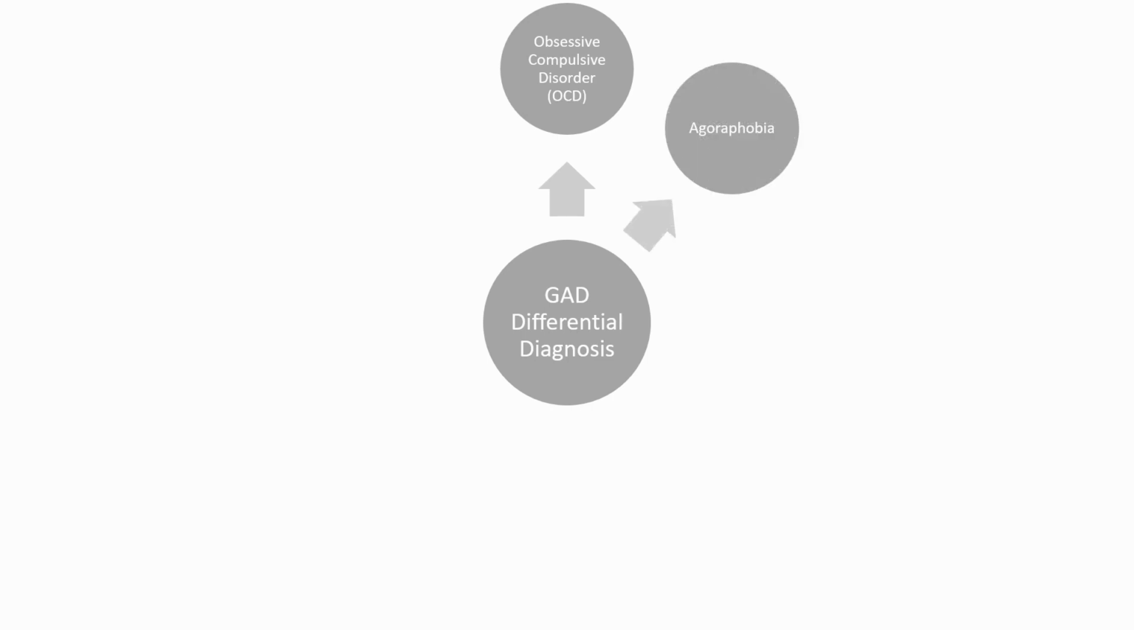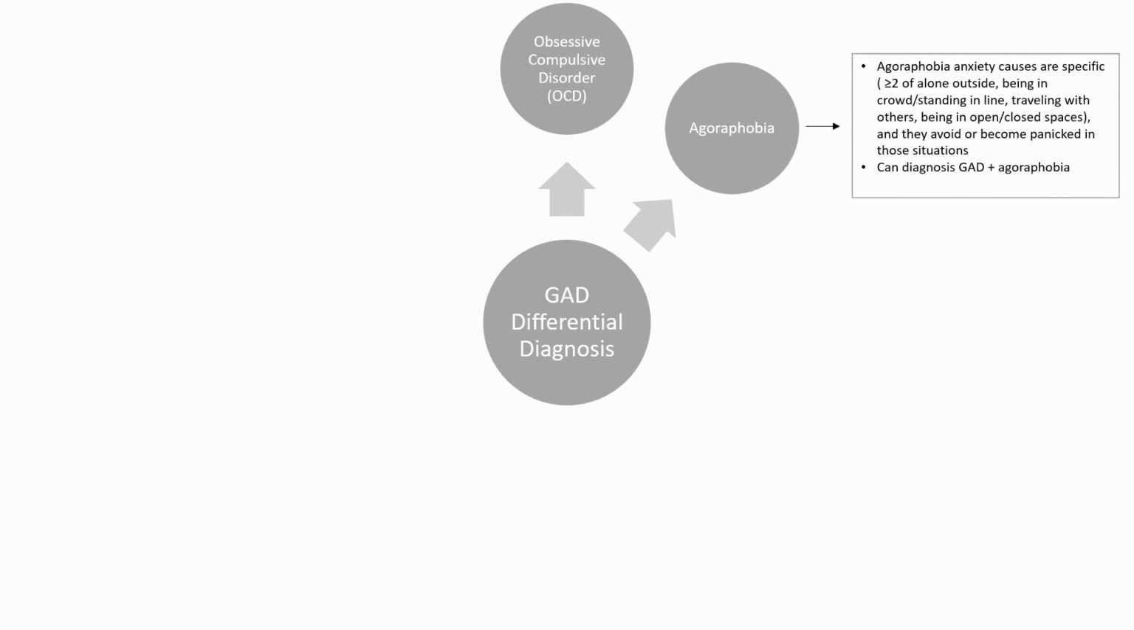In patients with agoraphobia, the causes of their anxiety are more specific, such as being alone outside, being in crowds or open spaces, or traveling with others. Again, a patient can have GAD and a comorbid diagnosis of agoraphobia if they meet the DSM-5 criteria for both conditions.